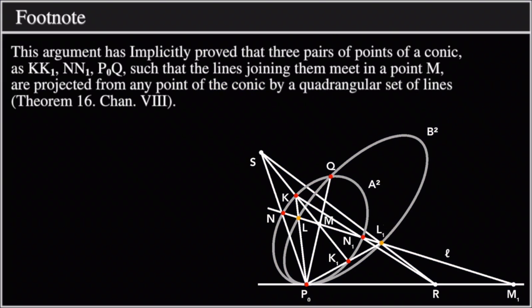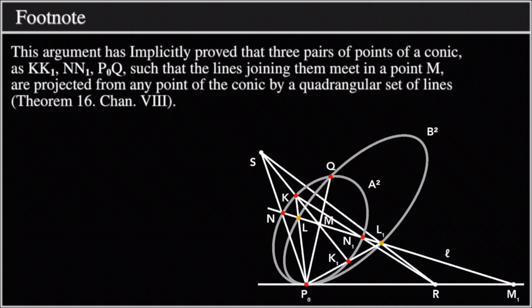Footnote: this argument has implicitly proved that three pairs of points on a conic, as KK1 and N1P0Q, such that the lines joining them meet in a point M, are projected from any point of the conic by the quadrangular set of lines.